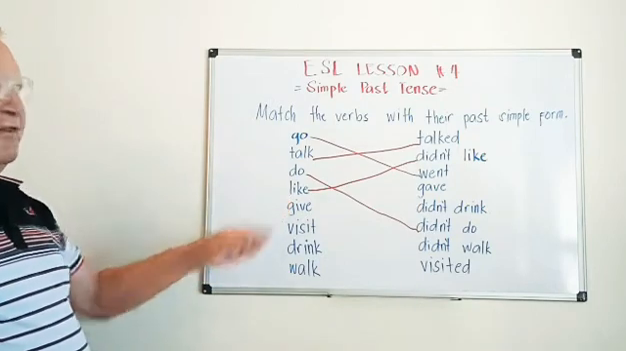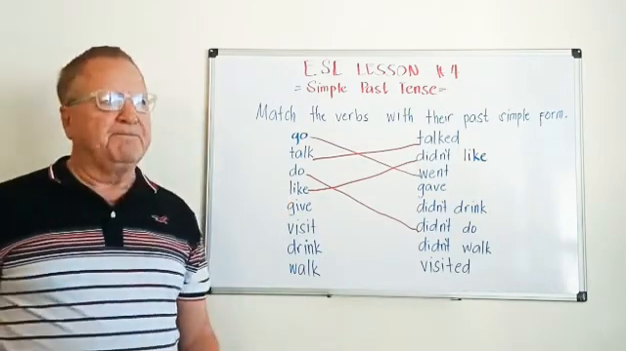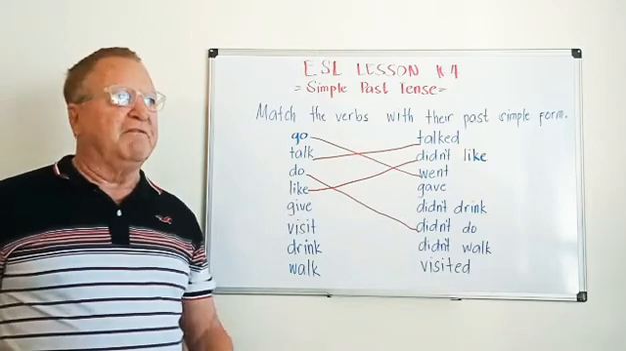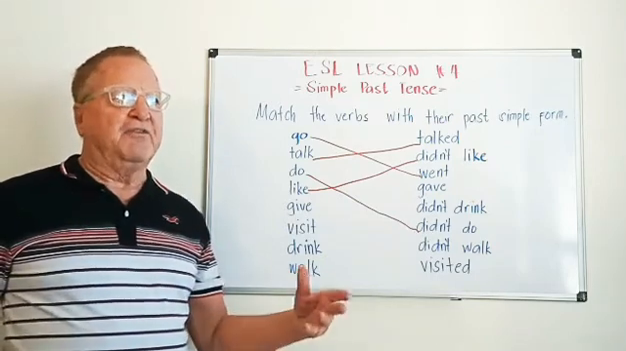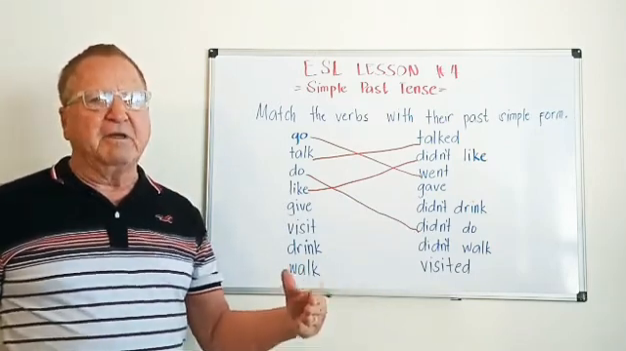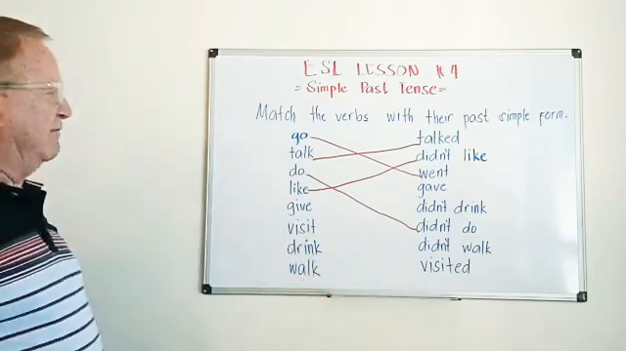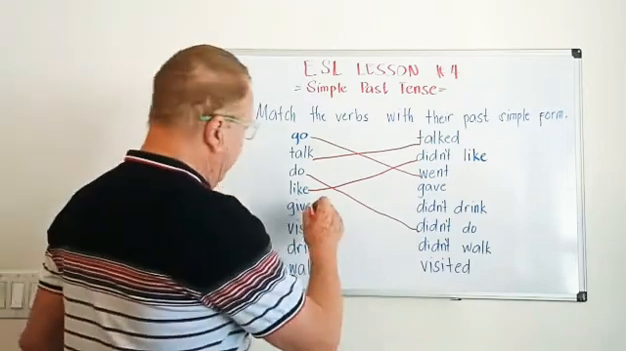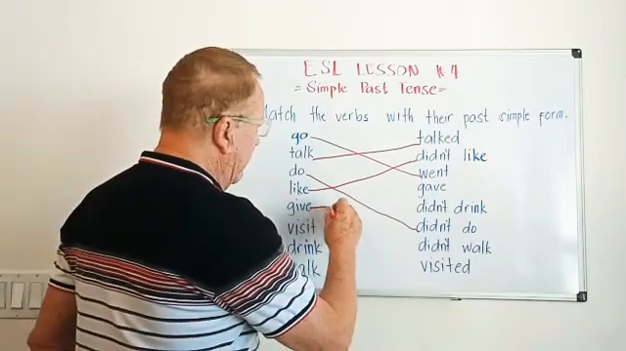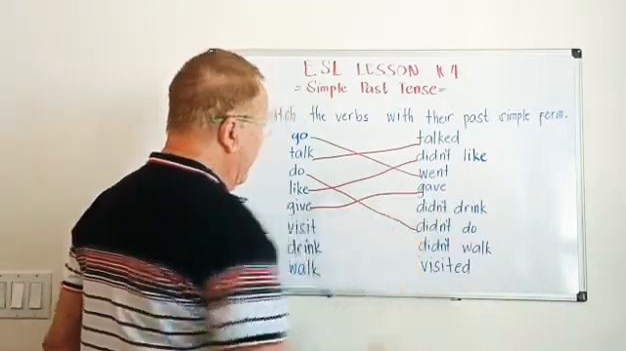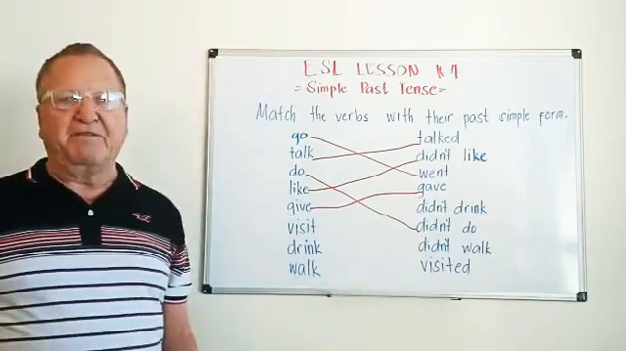The next one, another irregular verb. I give lots of lessons. Last week I gave. Give, gave. All right, an irregular verb. I gave a lot of lessons. Give and gave.